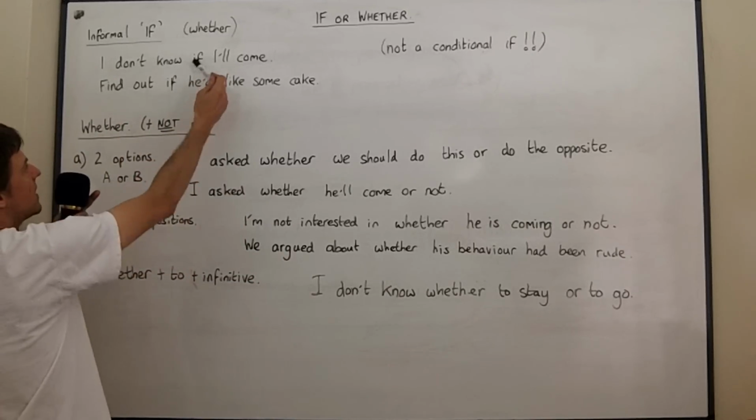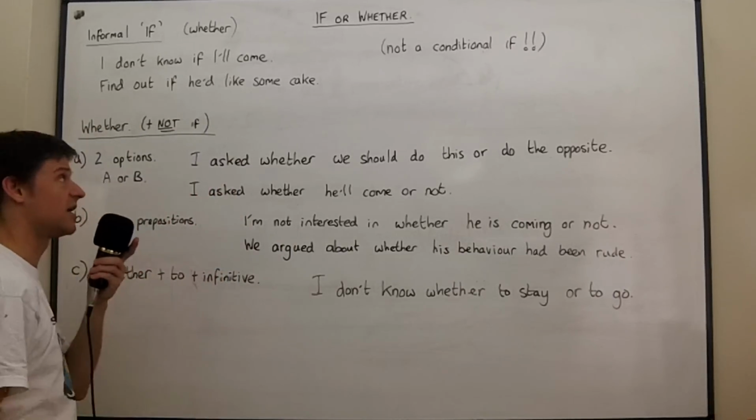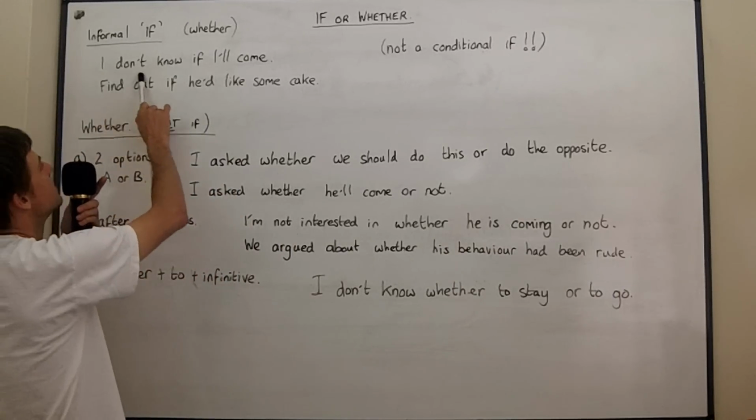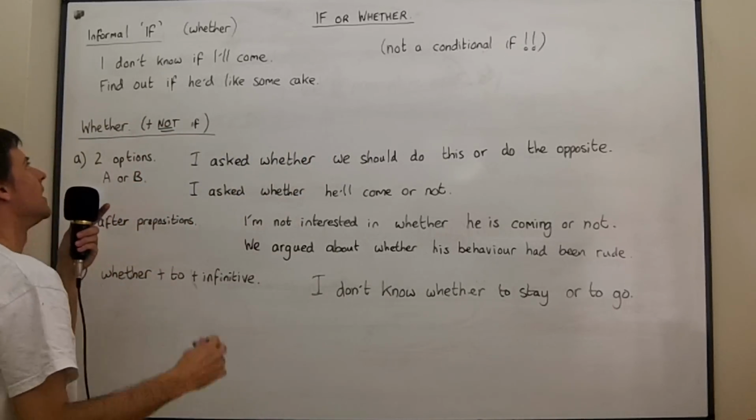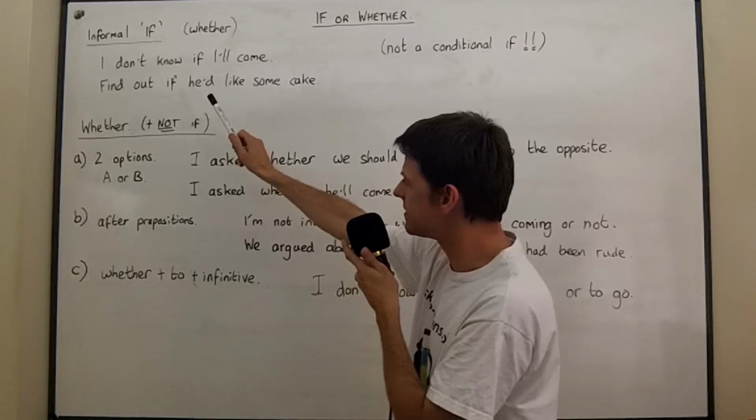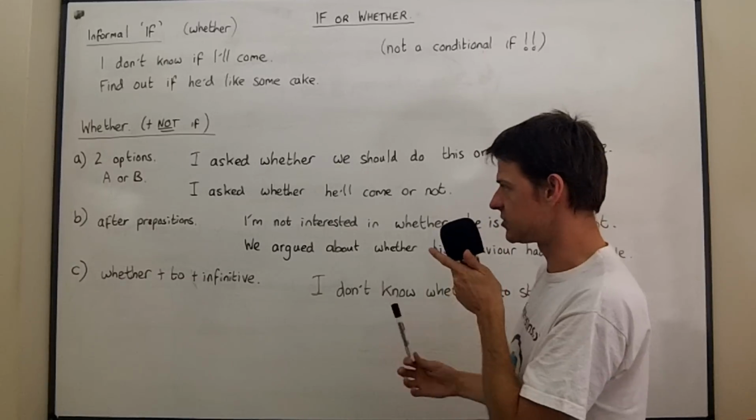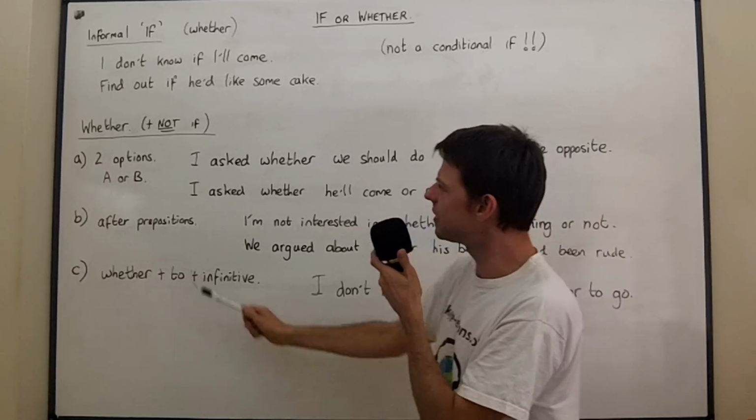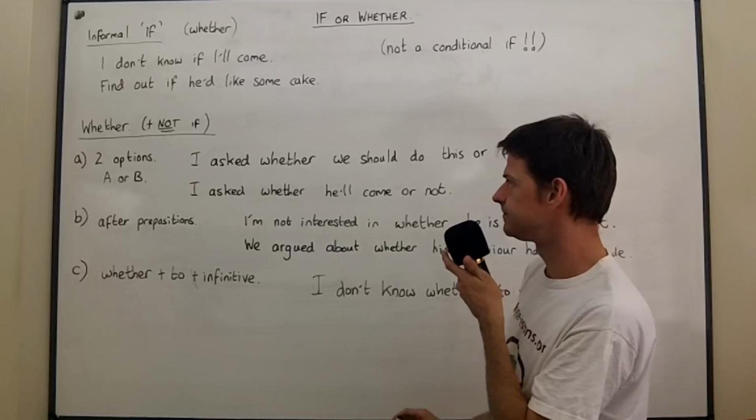By the way, we can use whether in these two. That's perfectly acceptable, and you must if you're doing this exam, the GMAT. But I don't know whether I'll come. Find out whether he'd like some cake. They're both correct as well. But we must use whether in these three situations according to Cambridge Dictionary Online. So, if we have two options, A or B, we ought to use whether.